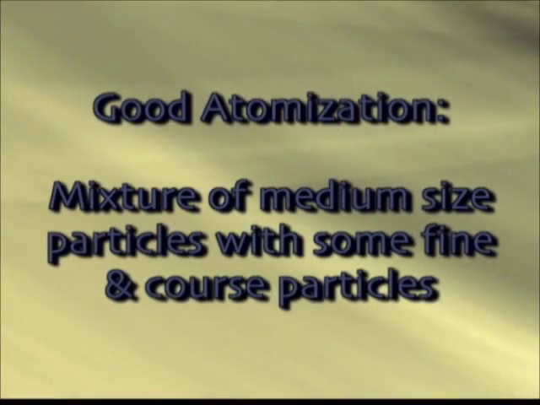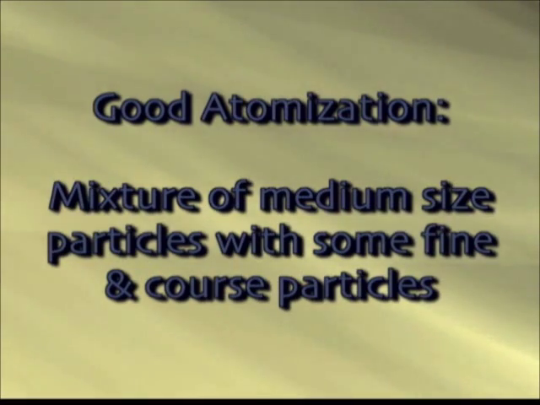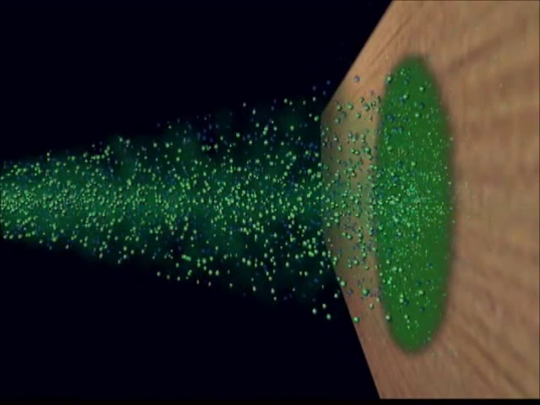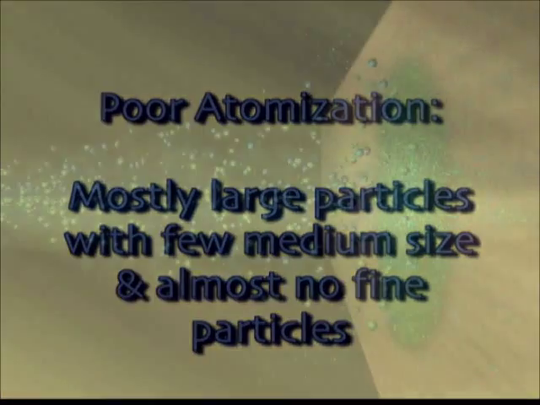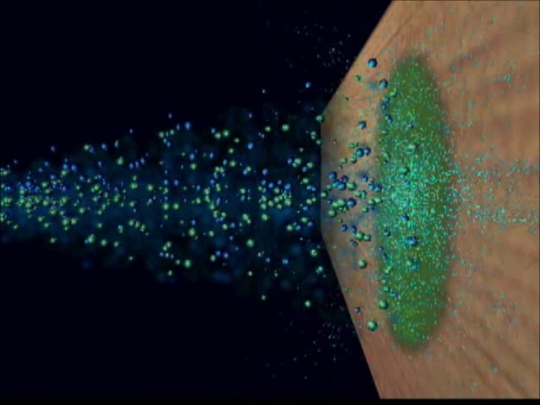Good atomization, on the other hand, is comprised of a mixture of mostly medium-sized particles with some fine particles and some coarse particles. Poor atomization occurs when we have the majority of our particles being large with few medium-sized particles and almost no fine particles.